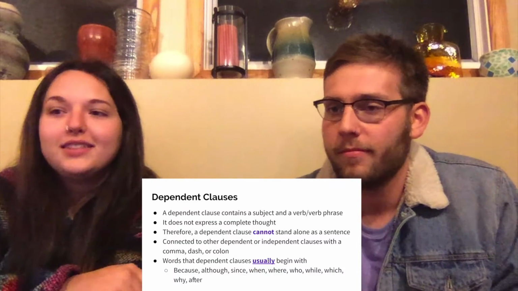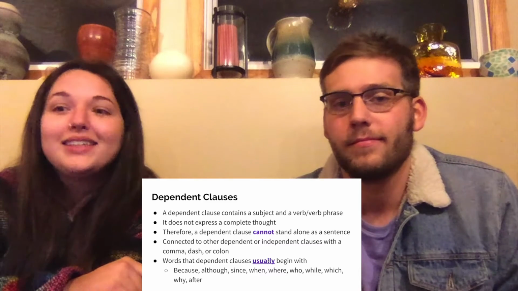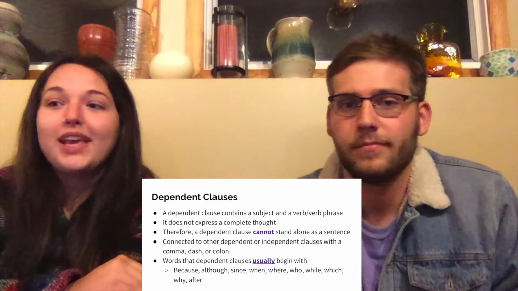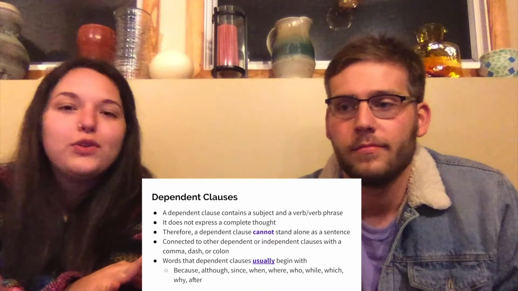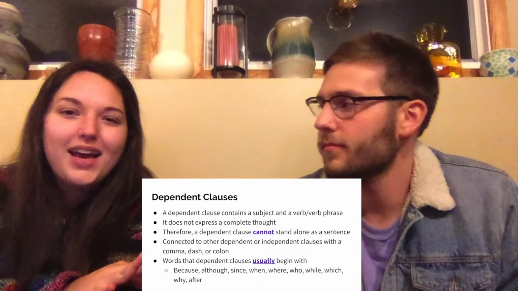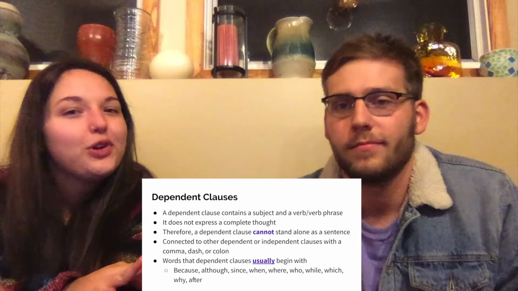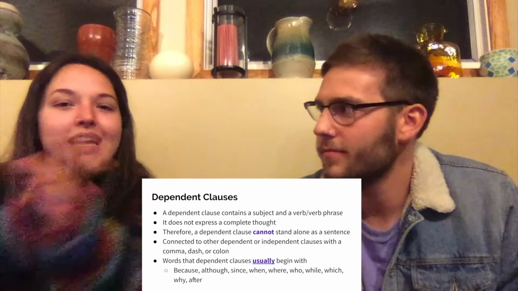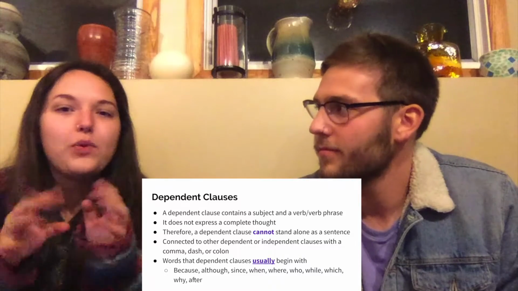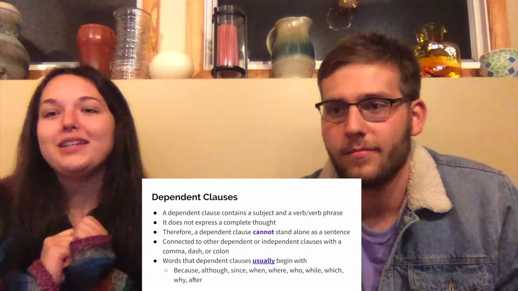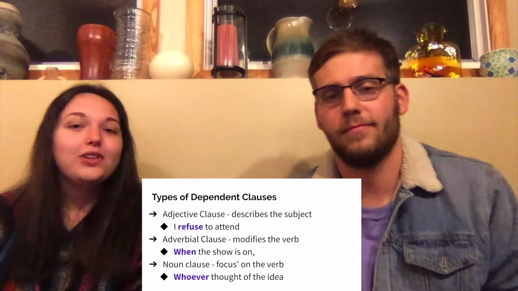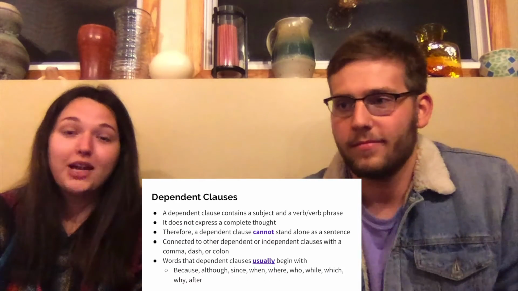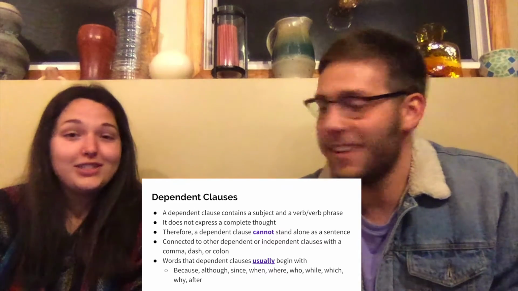All right, so dependent clauses. A dependent clause contains a subject and a verb or a verb phrase, but it's not a complete thought. You know those sentences where you read them and you're like, that's not a complete sentence, but what is that called? Because it has some moving parts going along with it. That is a dependent clause. So if you have a dependent clause standing alone in a sentence, it's not grammatically right. It's just not a sentence.